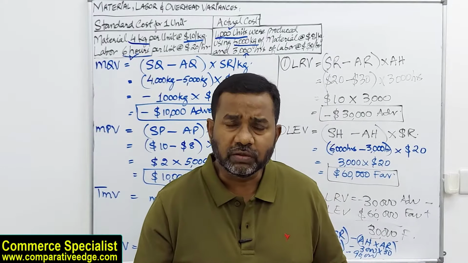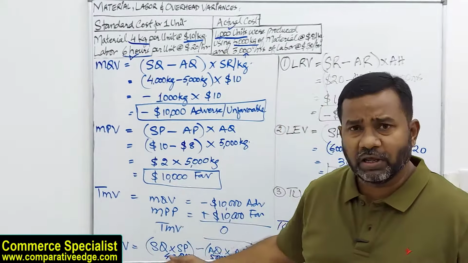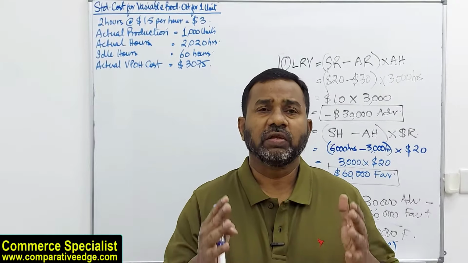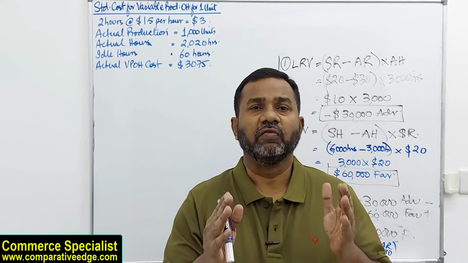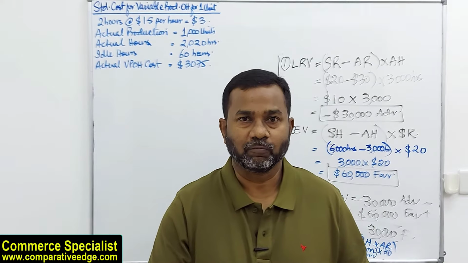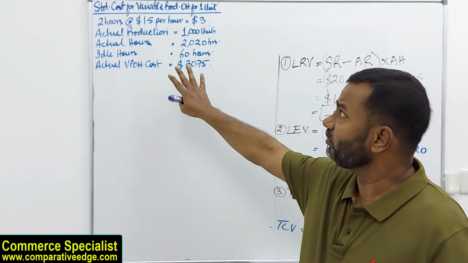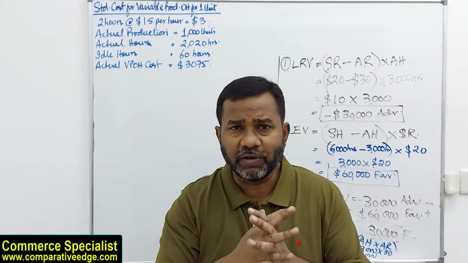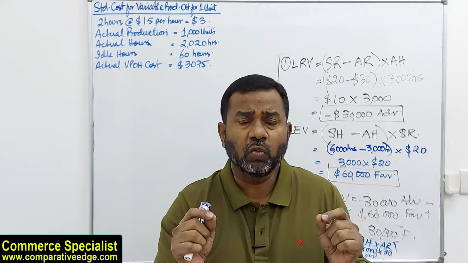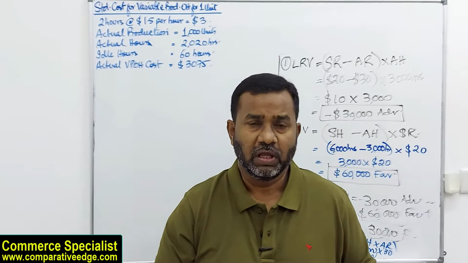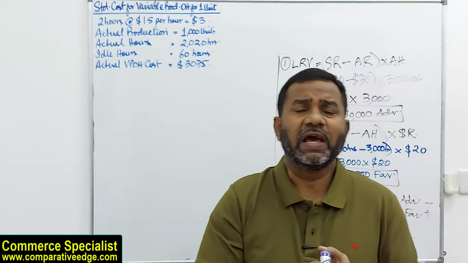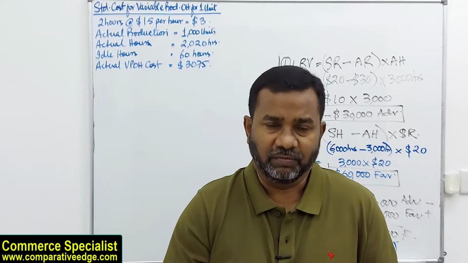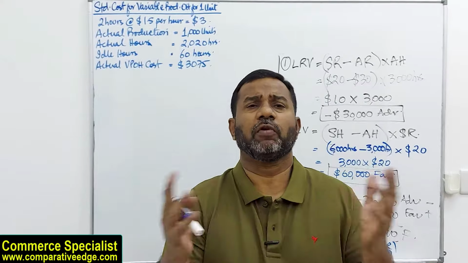I hope you have understood the three variances of material and three variances of labor. Now I'm going to discuss three variances related to variable production overhead. Some data is given here for variable production overhead. Again, in most of the variances question, you need to know what is the standard. Now here we need to understand, when I say variable production overhead, what do I mean? Actually, there are many variable production overhead.